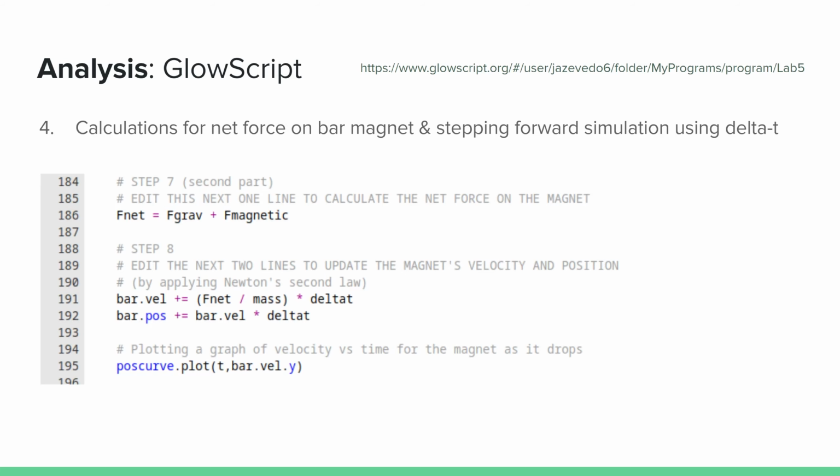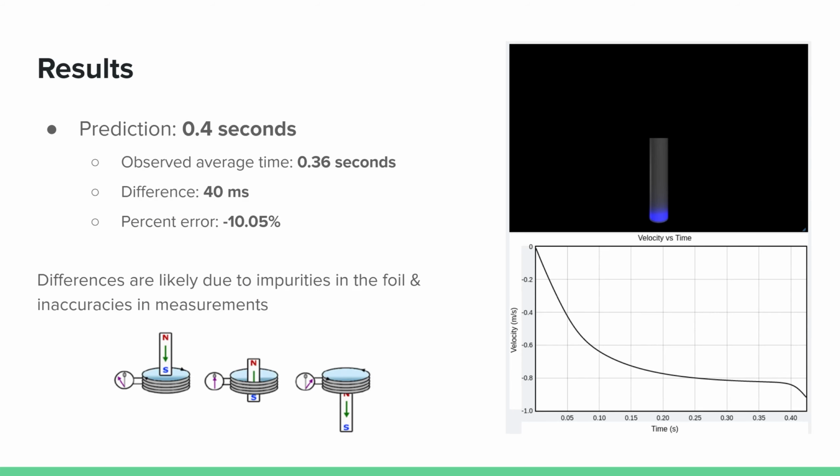Finally, I included code to determine the net force acting upon the bar magnet and step forward the simulation according to the delta time. The model predicts that the time it would take for the bar magnet to fall through the roll of aluminum foil is 0.4 seconds, which places it within 40 milliseconds, or an error of 10.05% when compared to my observed average time of 0.36 seconds. This difference is ultimately likely due to the impurities in aluminum foil and inaccuracies in the various measurements taken.